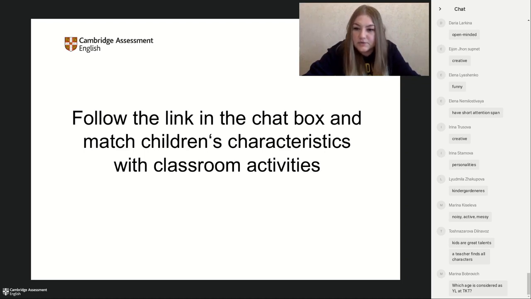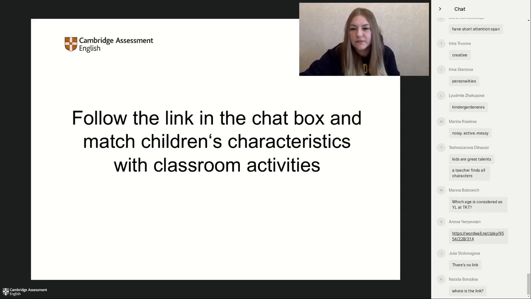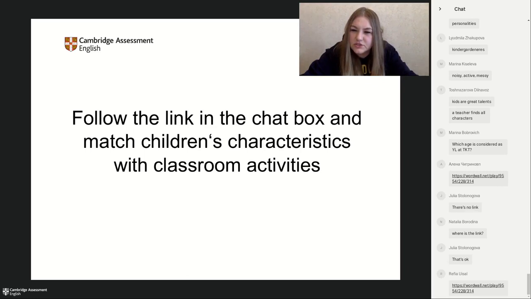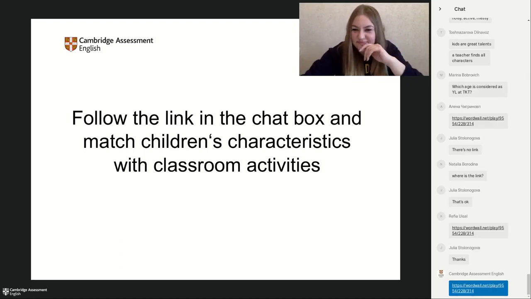Yeah, so here it is. I put it on the chat box. Okay, just click on it. Yeah, it's here. Okay, so tap the link and do the task, please. Okay, so you have like a couple of minutes. So we match characteristics with classroom activities. There is no link. In the chat box, just before your message. Oh, thank you. Okay. Oh, thank you very much. Right. Okay, so when you're ready, just let me know. Maybe put a plus or a smile or something like this.